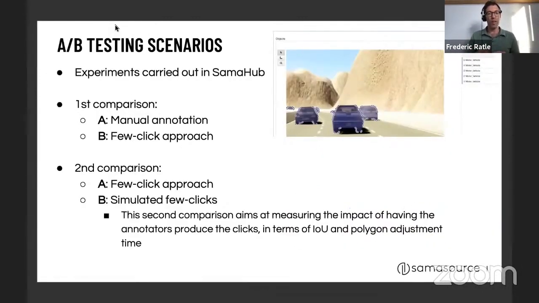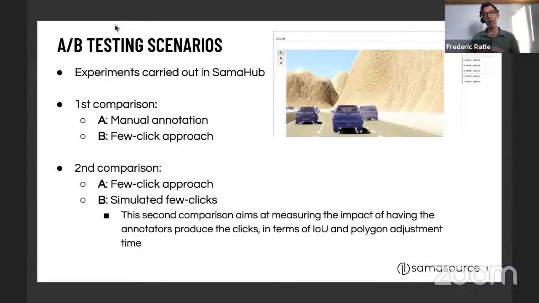We carried out a couple of A/B testing experiments using annotators in our own data delivery centers. So we have an annotation platform here, the Sama Hub. We ran a first comparison comparing manual annotation with our few-click approach. Now, this may seem obvious, but in our experience, it can happen that sometimes making edits to a pre-annotation can be as long as annotating from scratch. So we just wanted to validate the efficiency gains brought about by the tool.